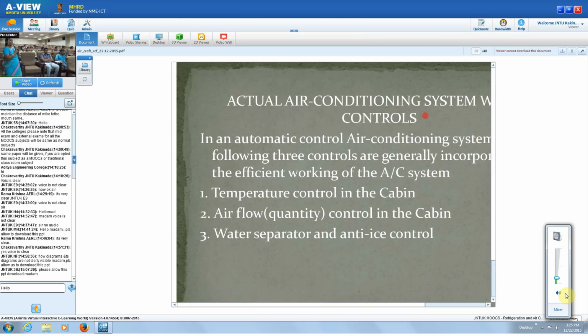Whatever different types we have seen, the actual air conditioning system requires a number of controls. The controls required are the temperature control in the cabin, then the airflow control, so the quantity of air required for controlling, and also the water separators and the moisture removal. All of these are required to maintain the required temperature and pressure inside the cabin.